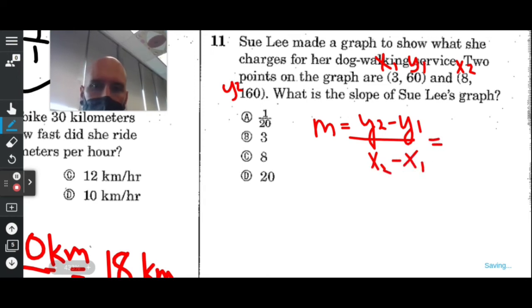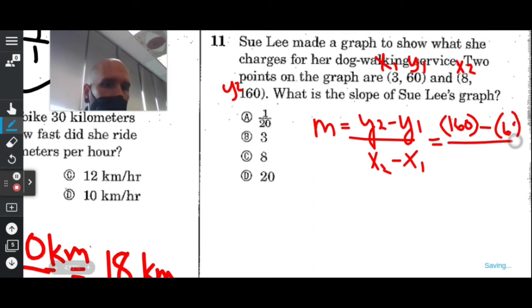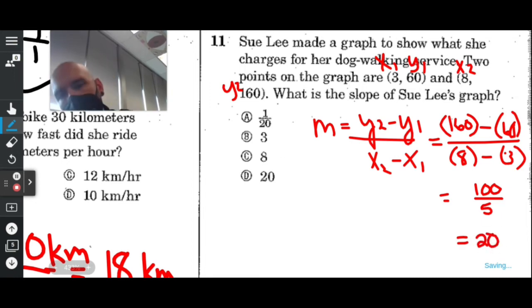Y sub 2 was 160 minus y sub 1 is 60. X sub 2 is 8 minus x sub 1 is 3. That's supposed to say 60, but it doesn't look like 60. That simplifies to 100 over 5, which is 20. So I'm going to circle that guy right there.